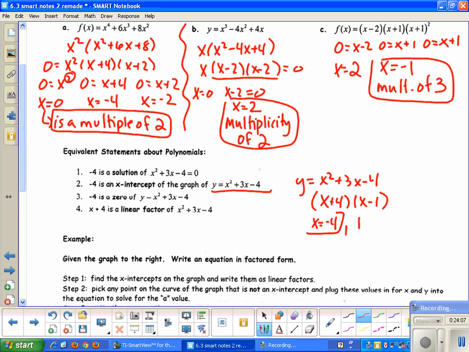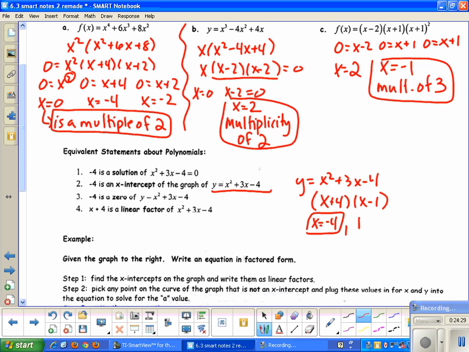So we're just looking at the negative 4 part for right now. I say that negative 4 is called a solution of the equation when you set it equal to 0, because that's one of the answers that you get. Negative 4 is also what we call an x-intercept of the graph. So if you were to graph this and put in your y equal, you would see it would cross there. I would also say that 1 is the solution of the equation, and 1 is also an x-intercept of the graph.